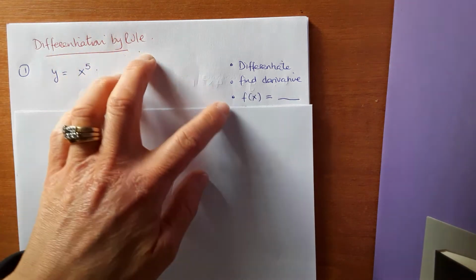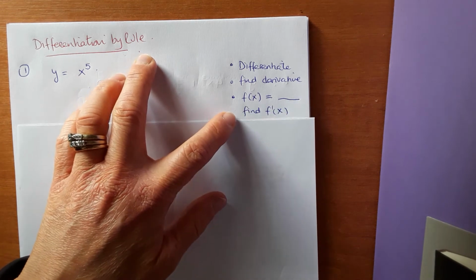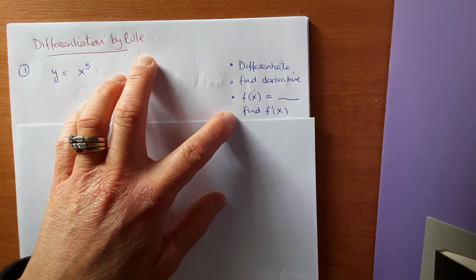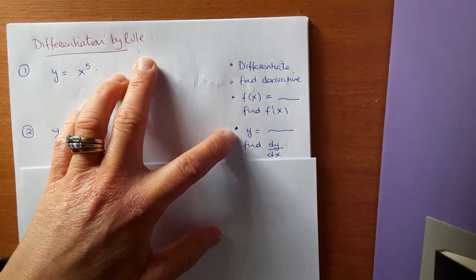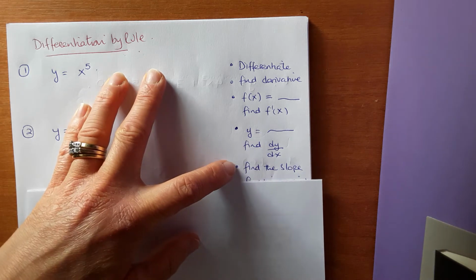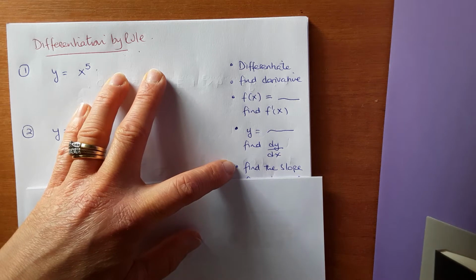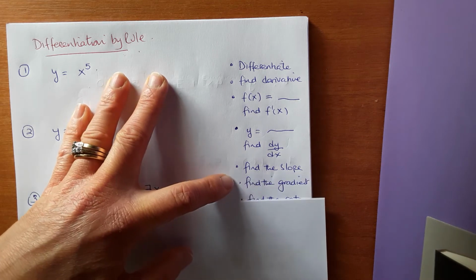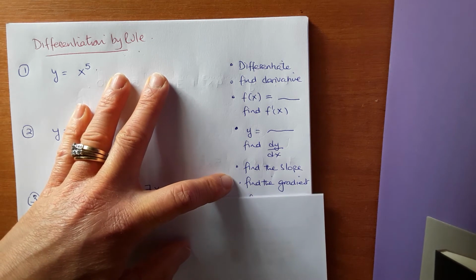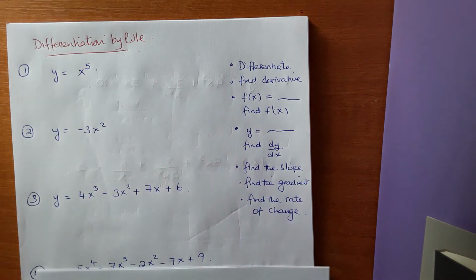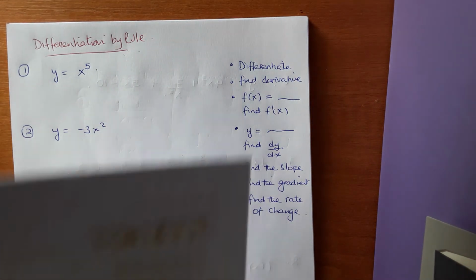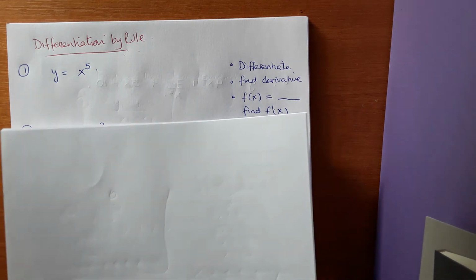The question might say f of x is equal to something, find f dash x. That means differentiate. You might be told y is equal to something, find dy dx. That means the same thing, differentiate. You might be asked to find the slope, and we know that differentiation is the slope of the tangent to the curve at a particular point. So it means differentiate. We might find the gradient. Gradient means slope. Find the rate of change. We came across that in the first part of the chapter. Speed was another one, do you remember? They all mean exactly the same thing, differentiate.